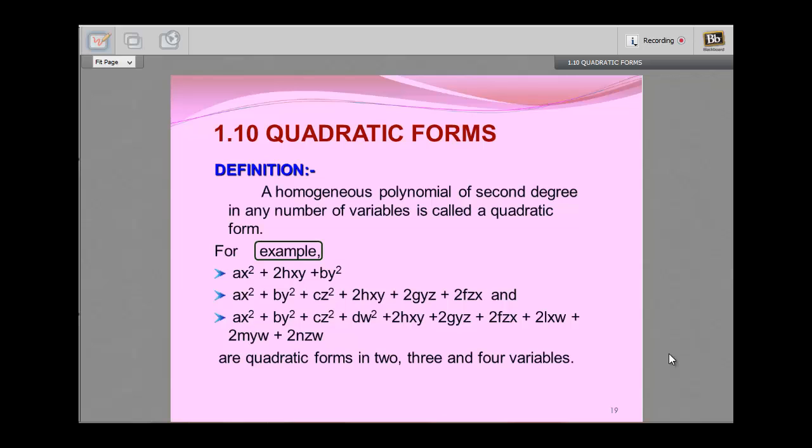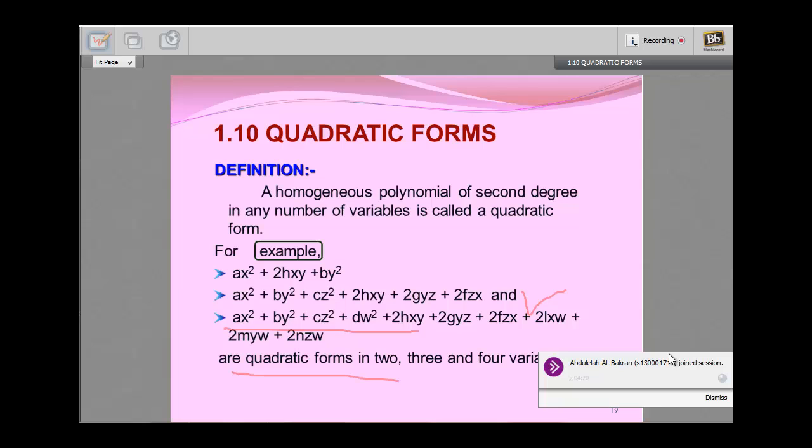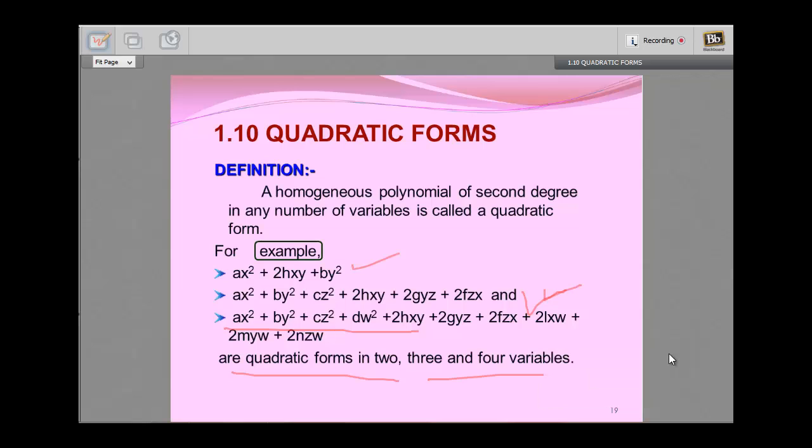The next topic is quadratic forms. A homogeneous polynomial of second degree in any number of variables is called a quadratic form, for example, ax square plus 2hxy plus by square. Similarly, ax square plus by square plus cz square plus 2hxy plus 2gxz plus 2fyz is a quadratic form. Similarly, another type of equation. These are quadratic forms in 2, 3 and 4 variables.